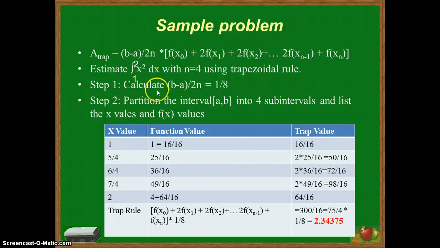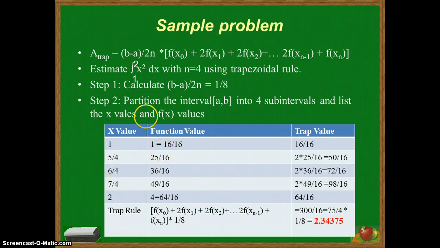First step, calculate (b minus a) over 2n. I do that and I get 1/8. Second step, partition the interval a to b into 4 equal subintervals and list the x values and the f of x values. If you look at this table, that's what I've done. I'm going from 1 to 2. I know that the width of each subinterval has to be 1/4, so my x values will be 1, 5/4, 6/4, 7/4, and 2. That gives me 4 different trapezoids.